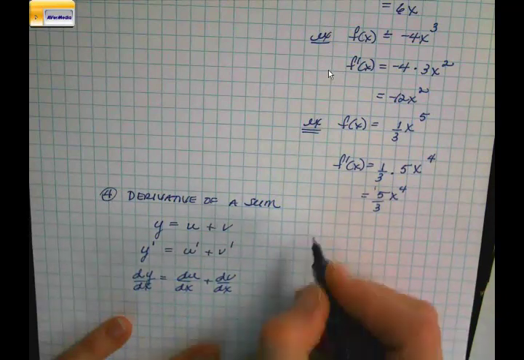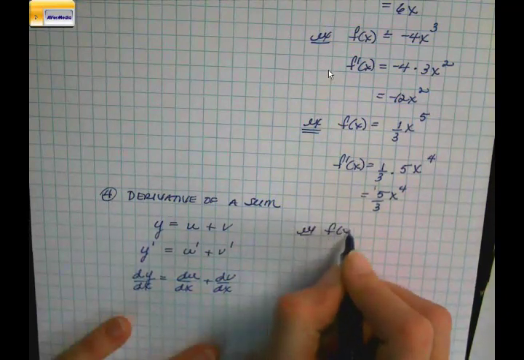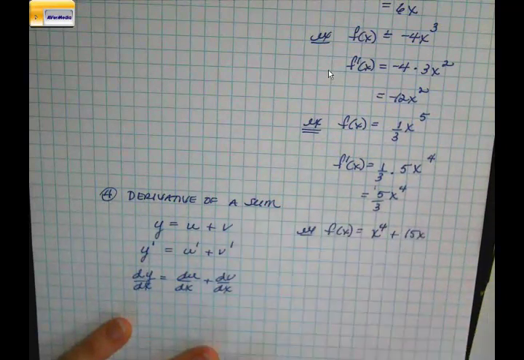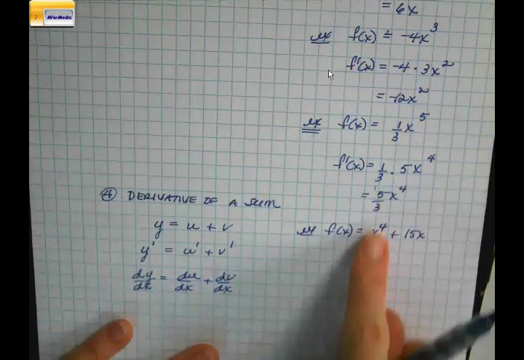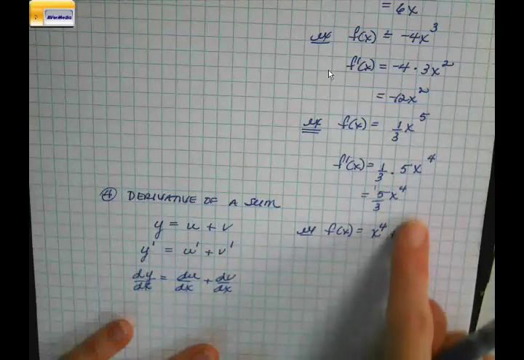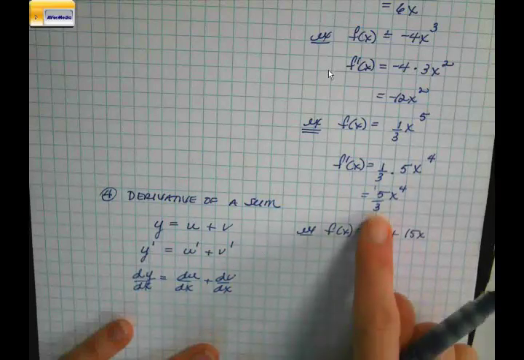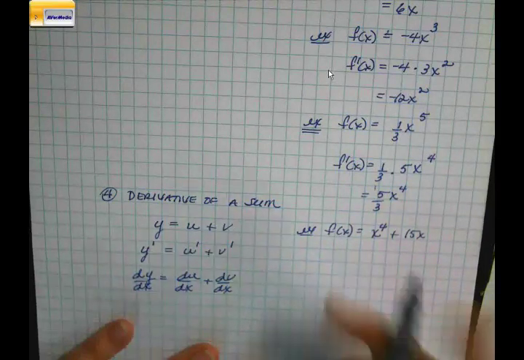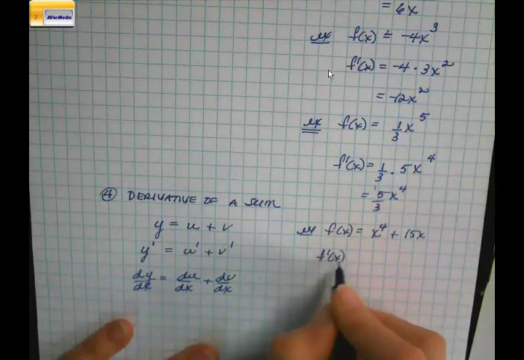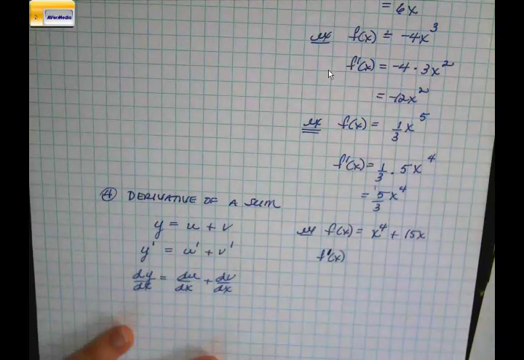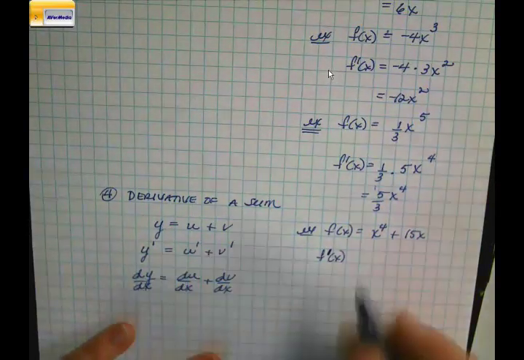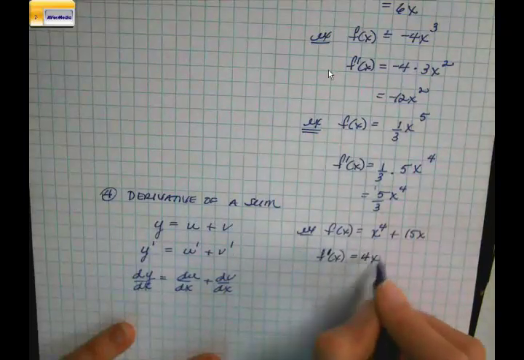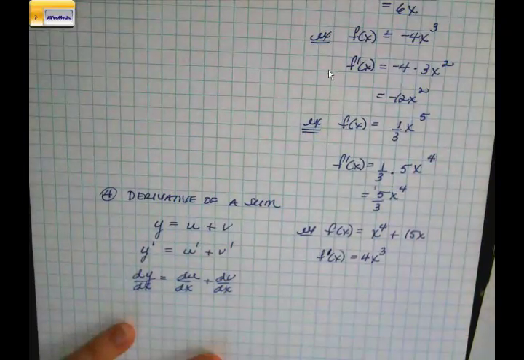Okay, so in other words, here's an example. If f of x equaled x to the 4th plus 15x, this is a sum. This would be like u, and this would be like v. So you're going to take the derivative of the first one and the derivative of the second one. Okay, so it's really nothing fancy. So to take the first derivative, and be certain you'll get that prime where you can see it, you take the derivative of x to the 4th. Well, the derivative of x to the 4th is bring the 4 out front and decrease the 4 by 1.